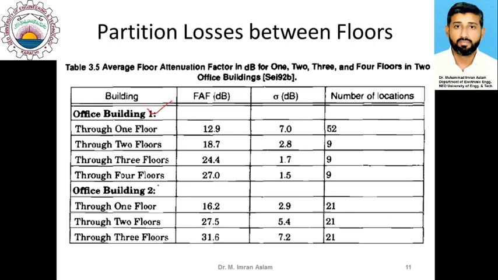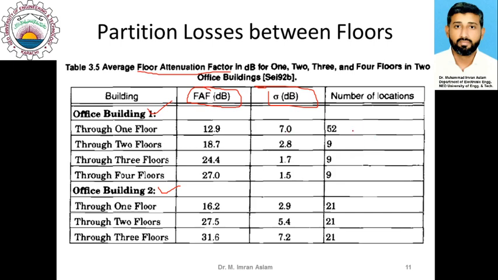So there are two different types of office building, office building 1 and office building 2, and for that the loss was calculated. So two things were calculated. First was the floor attenuation factor. This FAF represents the floor attenuation factor. So how much attenuation would you expect when the signal propagates through the floor? And sigma represents the standard deviation that was measured when they took measurements at different locations.